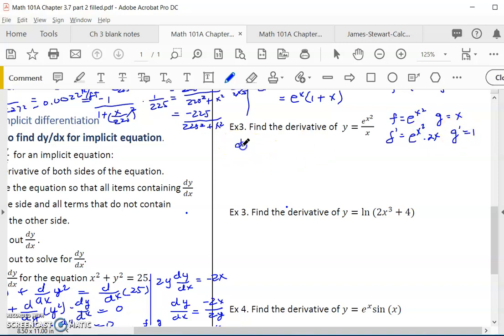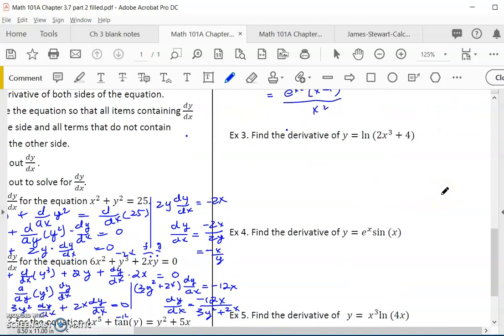So the derivative dy/dx would equal x squared in the denominator, f prime g minus g prime f. So f prime g is 2 e to the x squared times x, so 2x e to the x squared. Subtract g prime, which is 1, times e to the x squared. You can see that e to the x squared shows up twice, so you factor it out: e to the x squared times (2x squared minus 1), over x squared. That is the derivative of that.